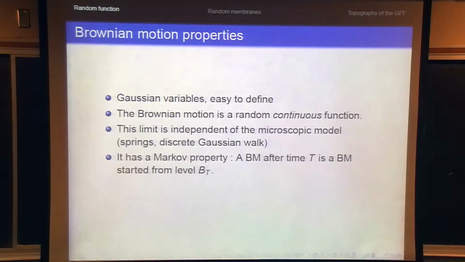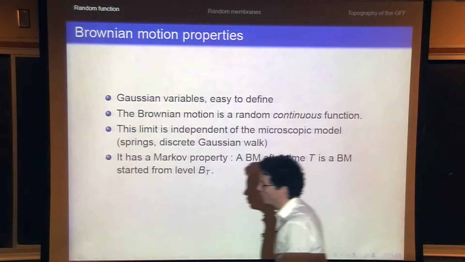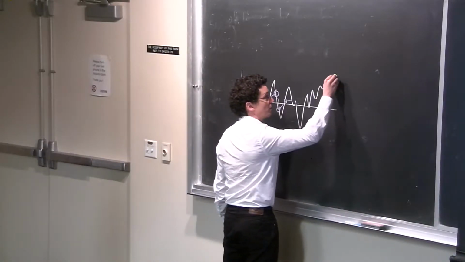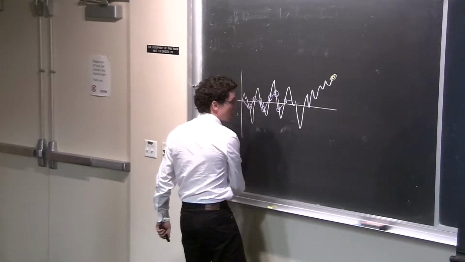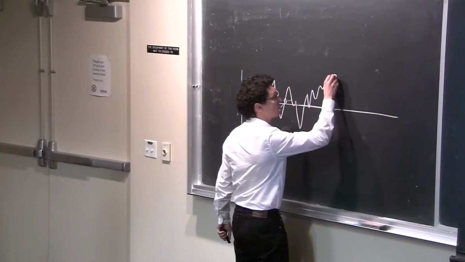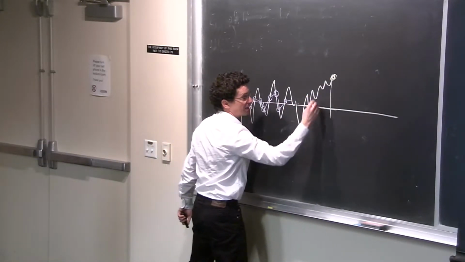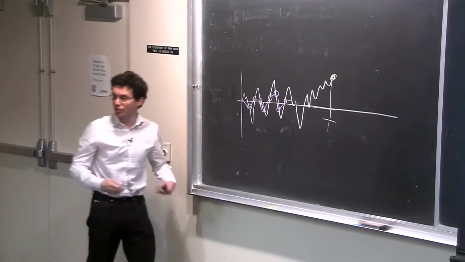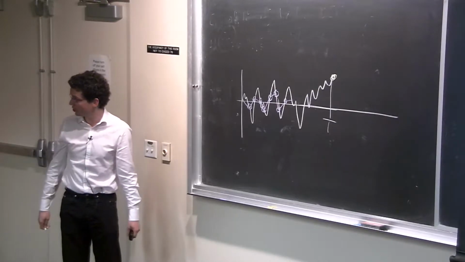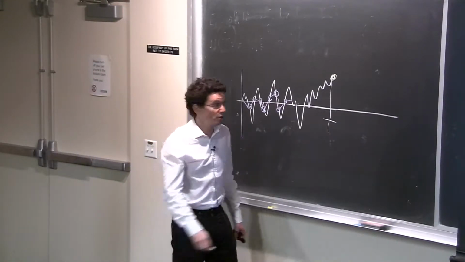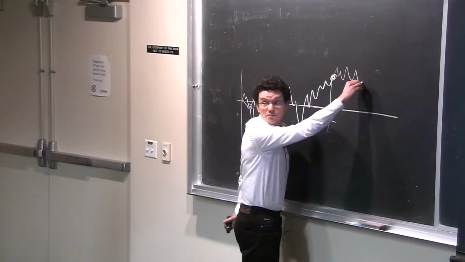And it has, of course, a nice Markov property, which is extremely elementary if you look at it from the perspective of the random walk. Imagine you define the Brownian motion up to time t. So the only information you have is everything that has happened before time t. How is the Brownian motion going to continue after that?